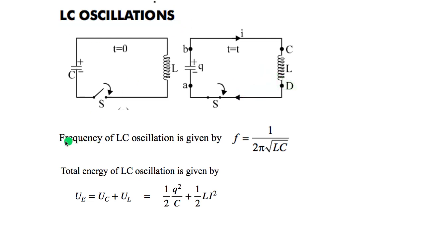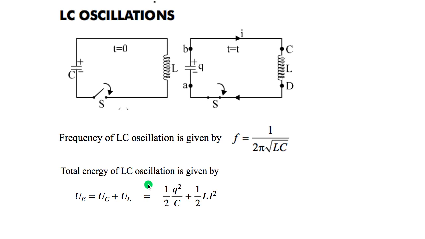The frequency of the LC oscillation is given by f equals 1 divided by 2 pi into square root of L into C. This is the frequency of LC oscillation, where L is the inductance and C is the capacitance.